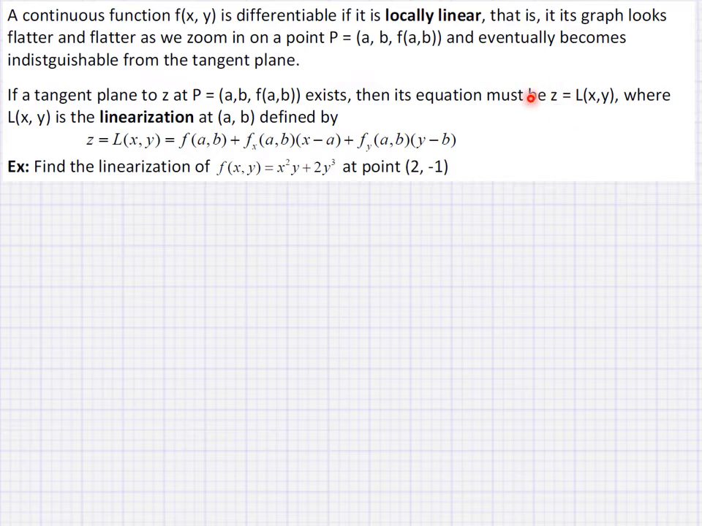Okay, that's what its equation must be. It must be the flattened out version of z, where L is this linearization. So how do we get that? Well, we basically get it the same way.